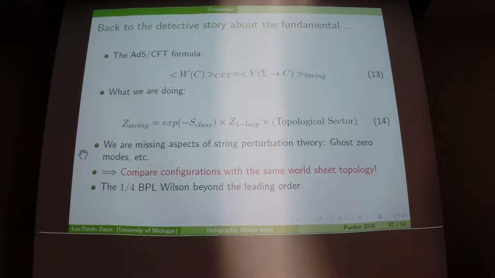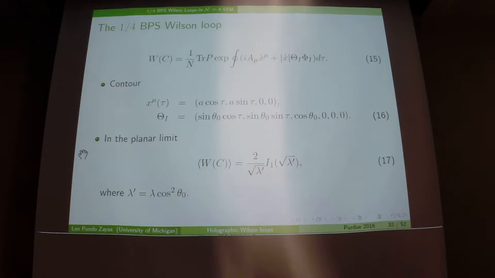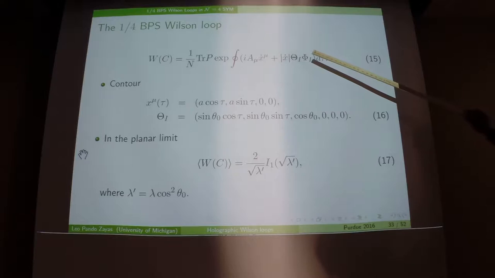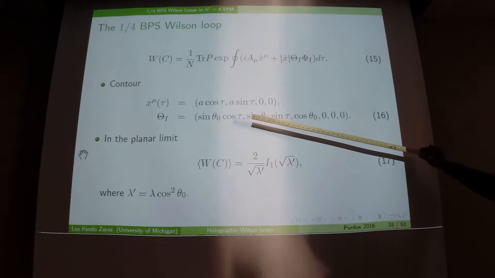So the hero now would be a quarter BPS Wilson loop. Let me tell you what that guy is. In the field theory side, it's a circle in this x mu, but now in the scalars, it essentially is like a cap. Okay? And I have a picture.